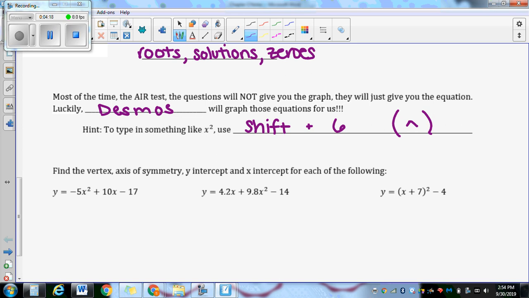All right, so these are all really Desmos questions. Find the vertex, the axis of symmetry, the y-intercept, and the x-intercepts, if there are any, for each of the following. So I'm just going to pull up Desmos.